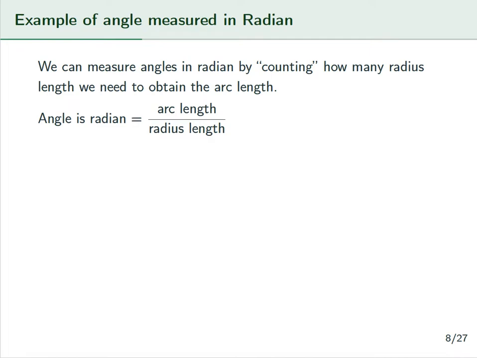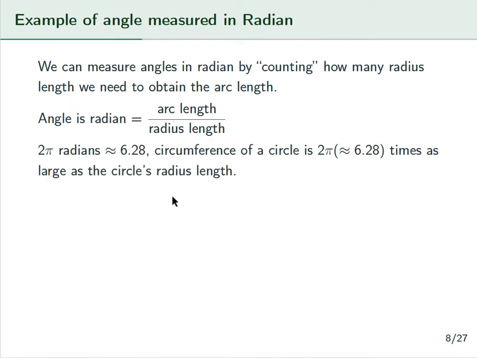So let's look at some examples. 2 pi radians means, which is about 6.28, then the circumference of a circle is 2 pi. That means the circumference of a circle is about 6.28 times as large as the circle's radius length. Whatever the length of the circle's radius, the circumference is always 6.28 times as large as the circle's radius length.